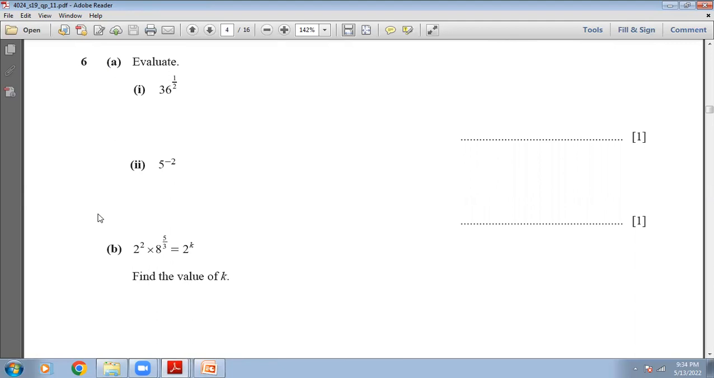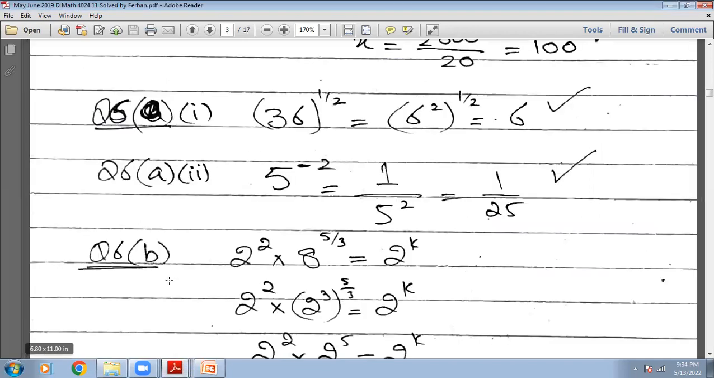He says 5 raised to power minus 2. If the power is negative, you reciprocate the base and the power will become positive. So it will become 1 divided by 5 square. And 5 square is 25, so it will become 1 by 25. 5 square means 5 multiply 5. So that will become 1 by 25.